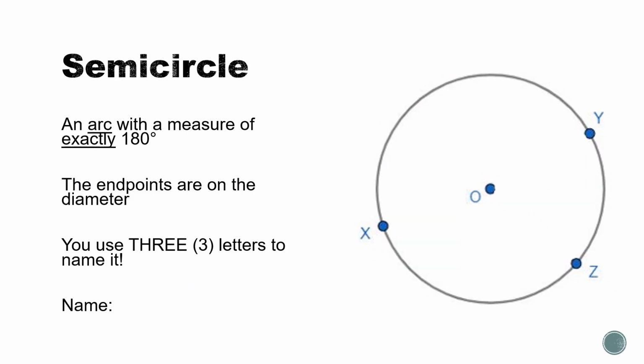And our last vocabulary word is a semicircle. A semicircle is a special type of arc. This arc is exactly 180 degrees, or exactly half of the circle.